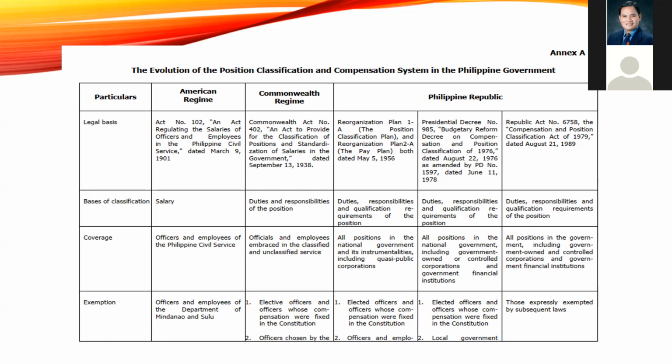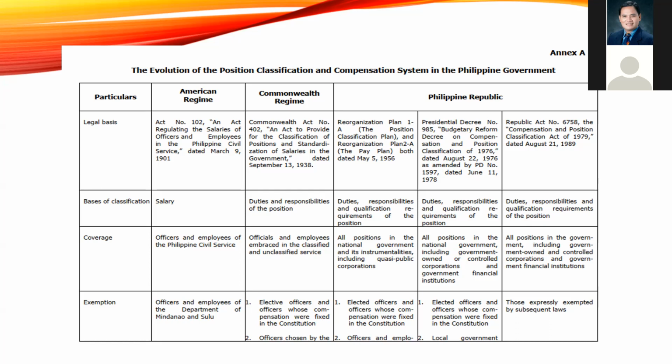So based on the result of the said survey, a readjustment plan was submitted by the Philippine Civil Service Board to the Philippine Commission, which in turn passed Act number 102, entitled Act regulating the salaries of officers and employees in the Philippine Civil Service, dated March 9, 1901. Act number 102 categorized officers and employees of the civil service into general groups based on their salaries rather than on their duties and responsibilities.